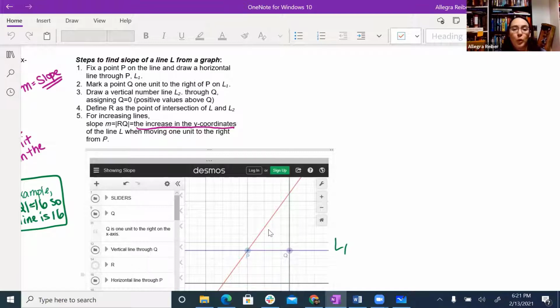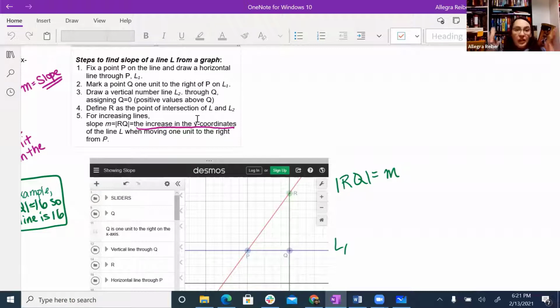The point where my red line L intersects with my green vertical line through the point 1 unit to the right is R, that's step 4, and the y coordinate of R, its increase, is what we are caring about. We want to know if I've moved 1 unit this way, how high up have I gone? So the length of my RQ here is going to be my slope once again.